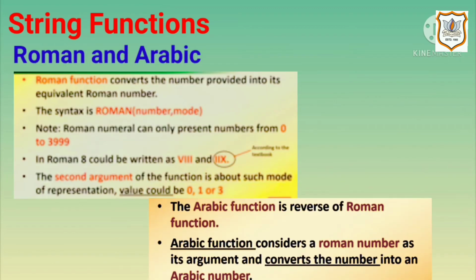Next function is the ROMAN and ARABIC function. The ROMAN function converts the number provided into its equivalent Roman number. The syntax is ROMAN inside the round bracket number, comma, mode. Roman numerals can only present numbers from 0 to 3999. The second argument of the function is about such mode of representation. Value could be 0, 1 or 3. The ARABIC function considers a Roman number as its argument and converts the number into an Arabic number.